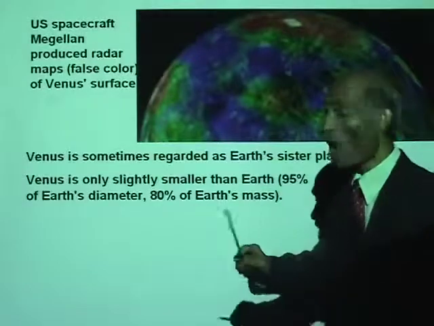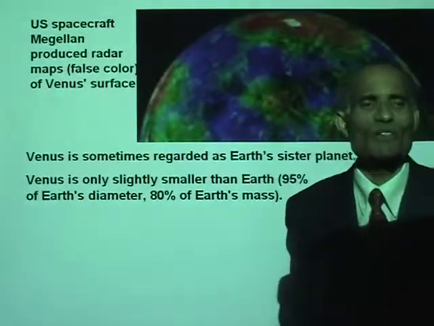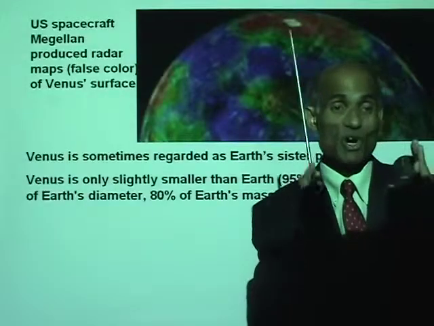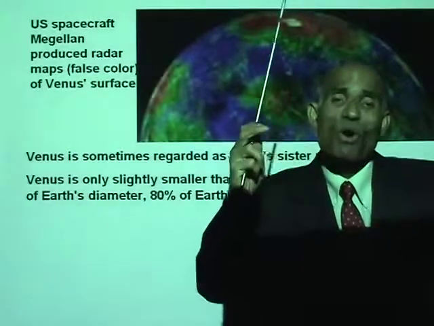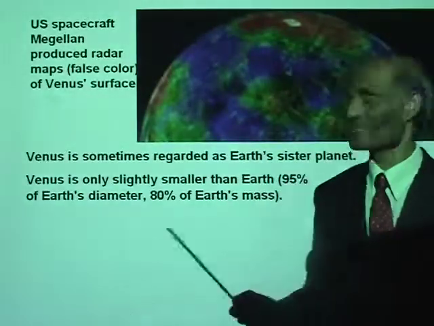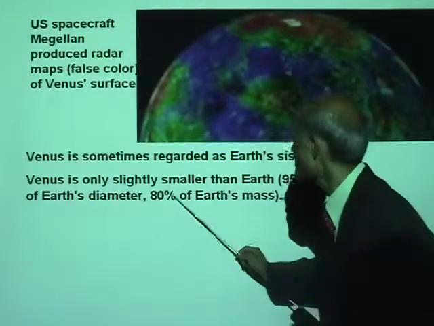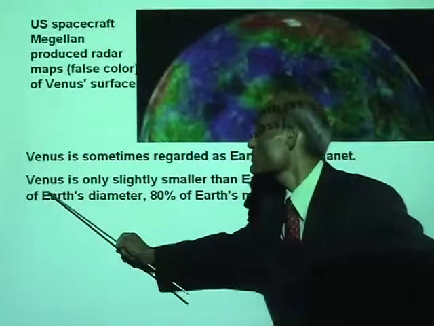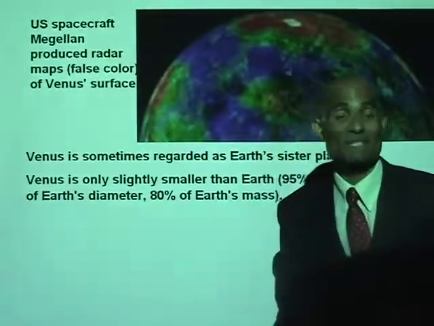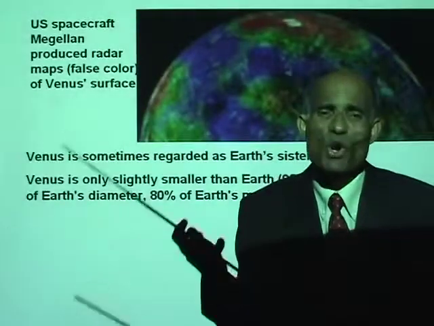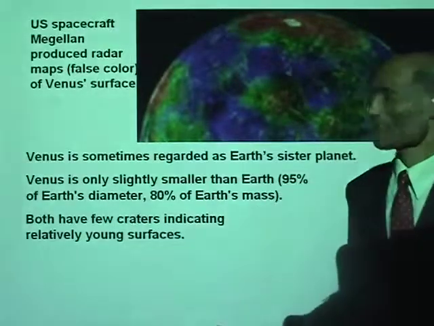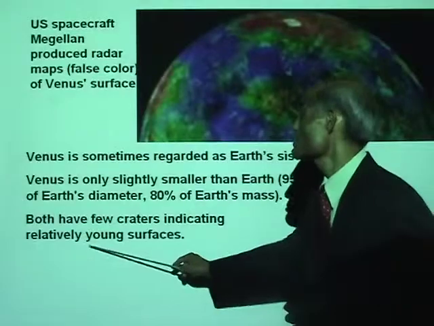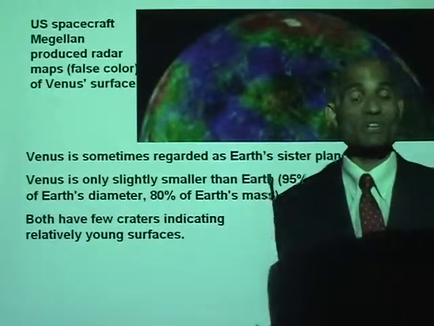Venus is only slightly smaller than the Earth. When I showed you the relative sizes, you saw that Venus and Earth are almost the same size. It's about 80% of Earth's mass and 95% of Earth's diameter. So, look at the common characteristics. Both have few craters, indicating relatively young surfaces.